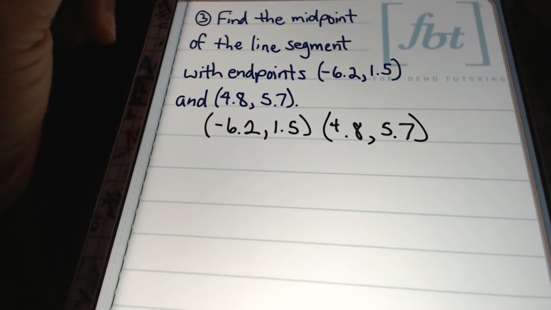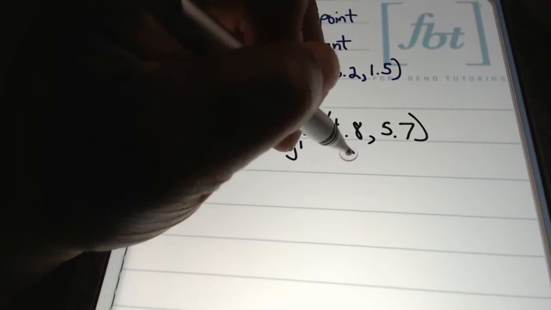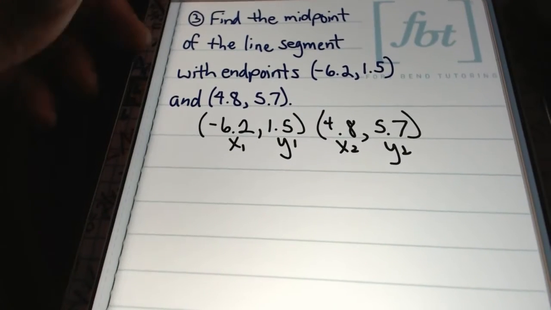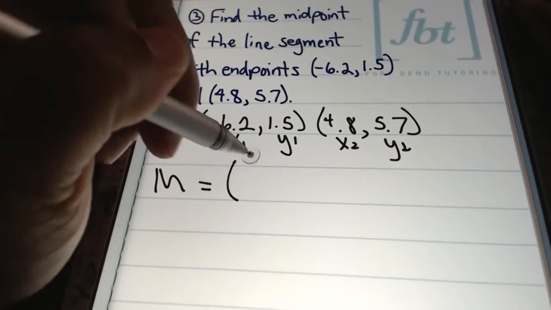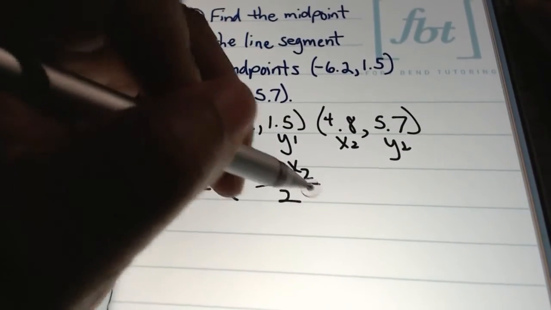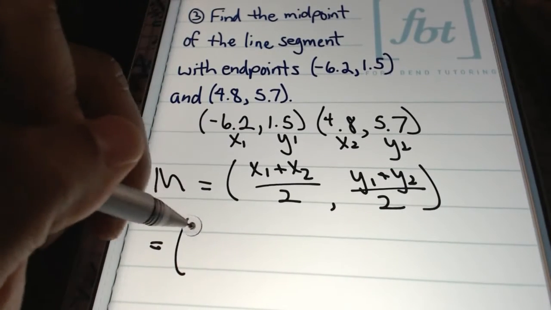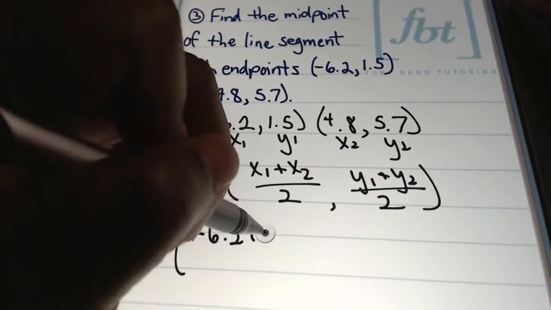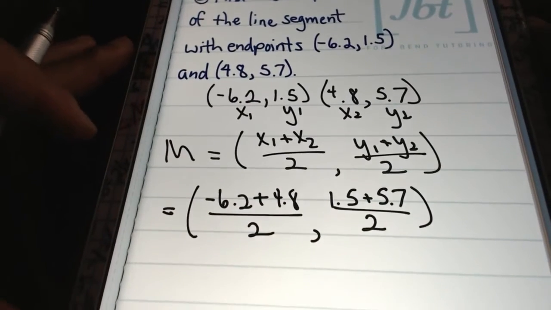Appreciate that. So as I stated before, we're going to start by labeling x1, y1, x2, y2, and then we'll be writing the midpoint formula here. The midpoint formula is x1 plus x2 divided by 2, and y1 plus y2 divided by 2. Then we plug in our values and simplify. So we'll have -6 and 2/10 plus 4 and 8/10 divided by 2, and 1 and 5/10 plus 5 and 7/10 divided by 2. So here is my setup.